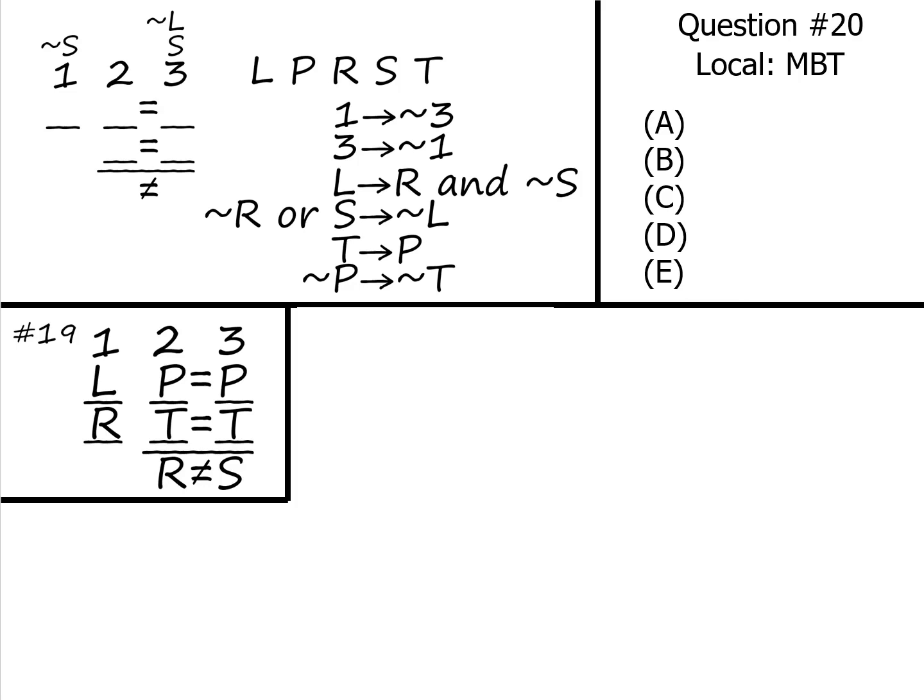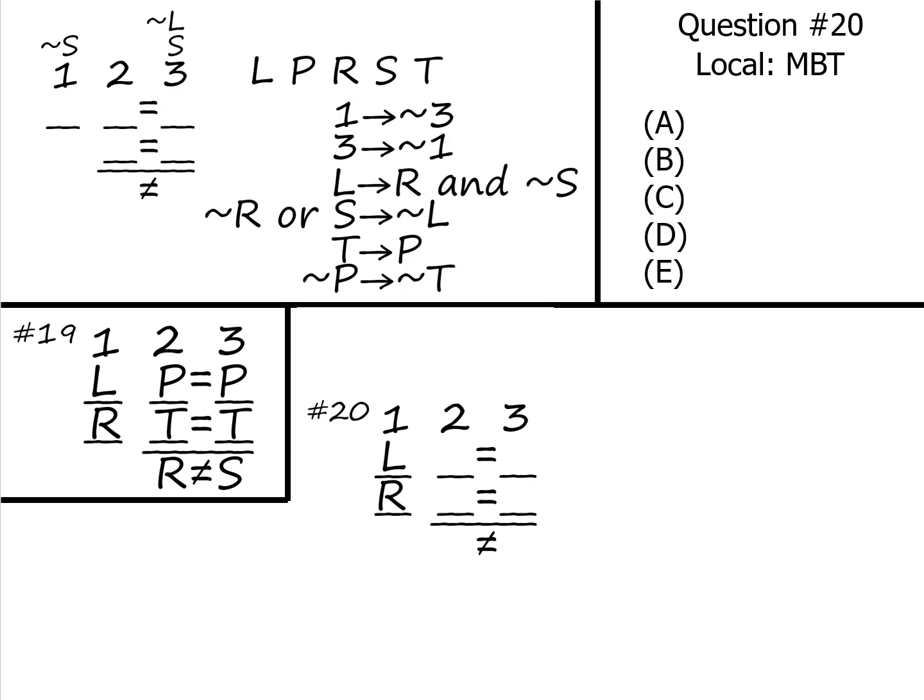Question 20. This is a local question. It adds the condition that L is in bouquet 1. So throw down your spaces and then put L into bouquet 1. Anytime you have L, one rule says that you have to have R, which is going to add an R to bouquet 1 as well.